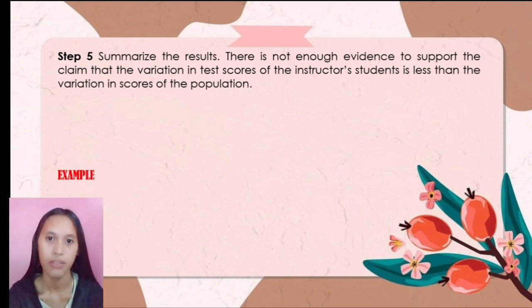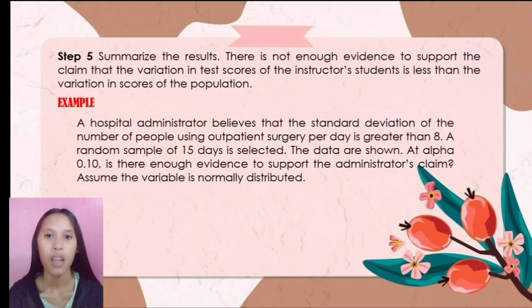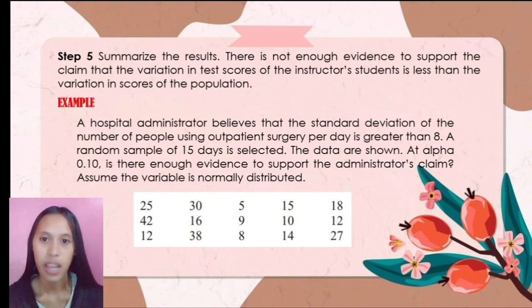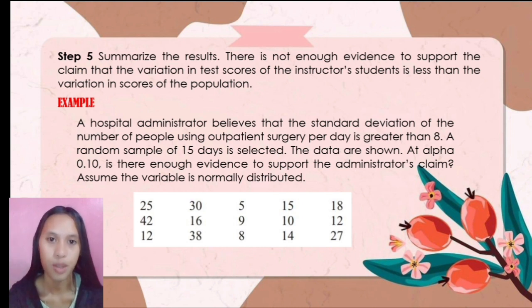Let us have another example. A hospital administrator believes that the standard deviation of the number of people using outpatient surgery per day is greater than 8. A random sample of 15 days is selected. The data are shown, at alpha is 0.10. Is there enough evidence to support the administrator's claim? Let us assume that the variable is normally distributed.